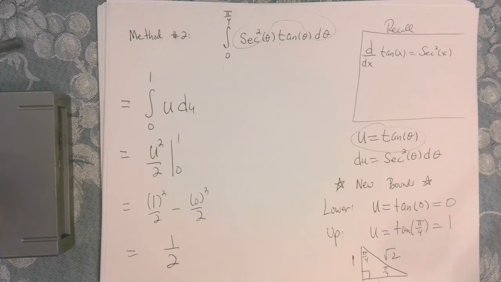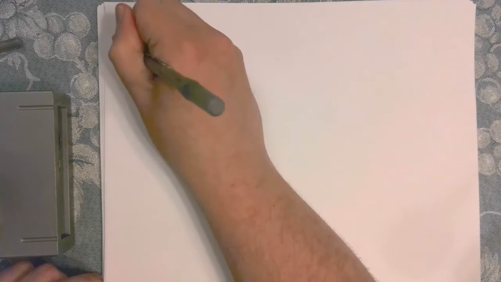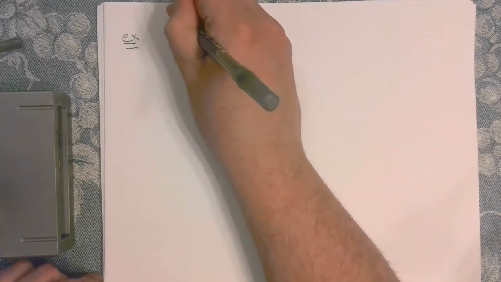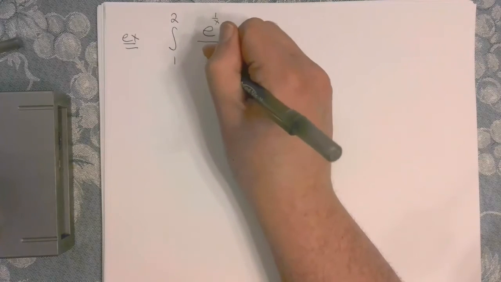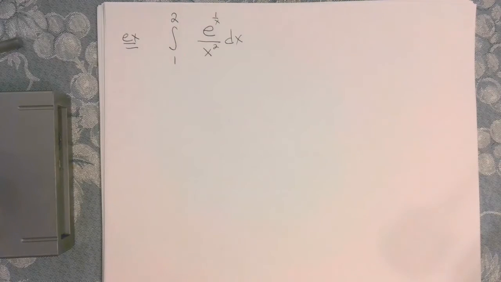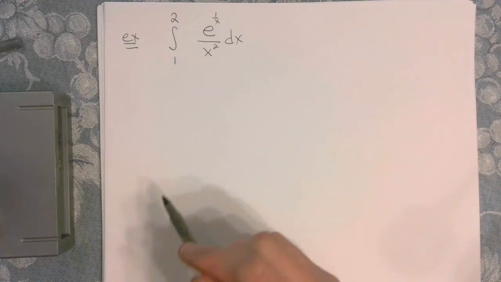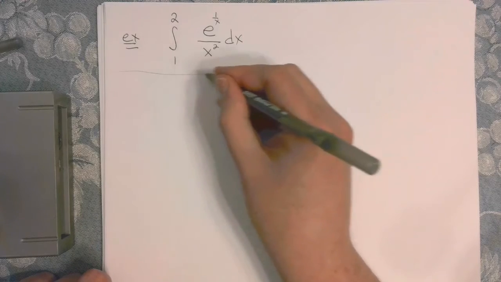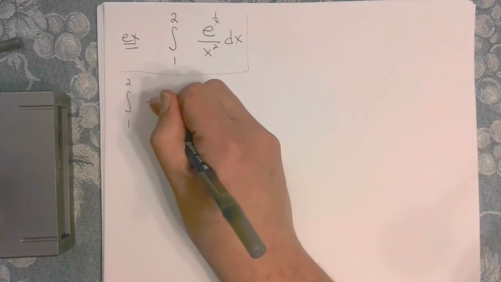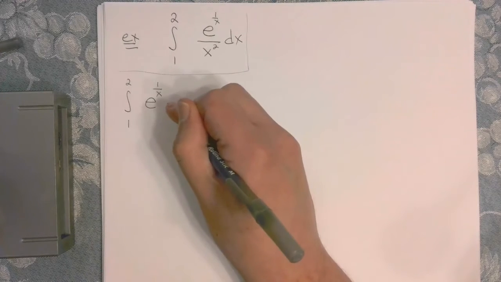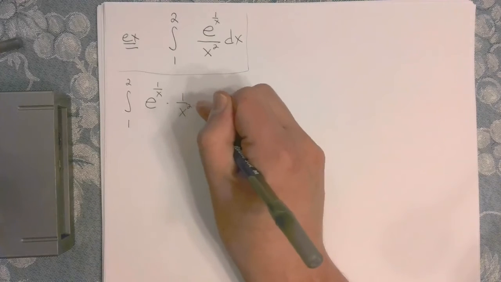Okay, so let's go ahead and talk about another example. Here comes another definite integral where we want to use integration by substitution. Now, if this one seems a bit strange for you at first, that's okay. We can actually just take it and rewrite it, do a little algebra. So we can rewrite this as e to the 1 over x times 1 over x squared dx.